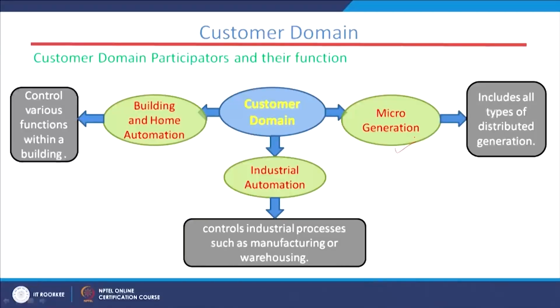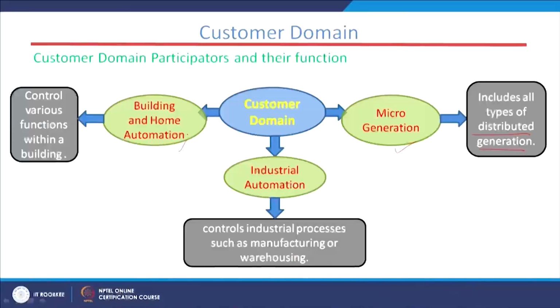And coming to the basic block diagram of the customer domain, here it is. As I said, we have 3 types of customers broadly: commercial, industrial, and residential customers. One more thing I have added here is micro generation. This micro generation includes all types of distributed generation, which is also part of the customer domain.